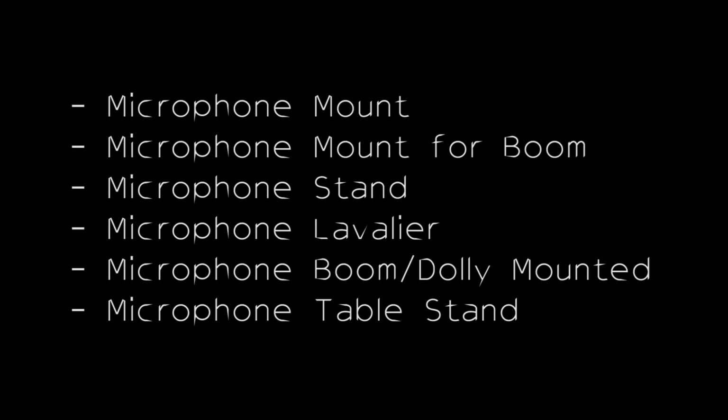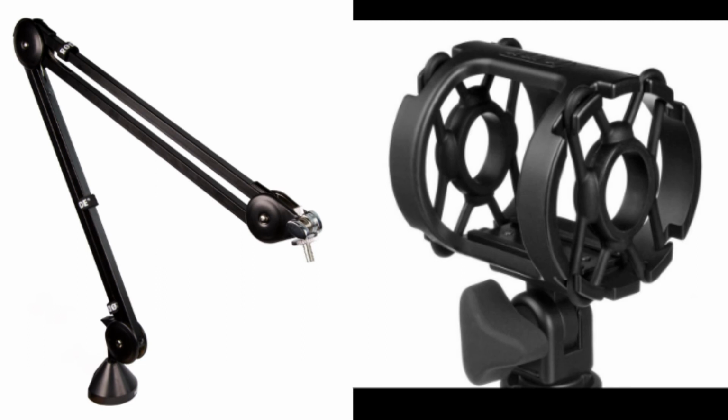The equipment that is used with the microphone includes a microphone mount for boom, microphone stand, microphone lavalier, microphone boom dolly mounted, and a microphone table stand. The microphone mount and microphone mount for boom are used to attach the microphone to the microphone stand. The microphone stand is used so the microphone doesn't have to be held by hand. Microphone stands are used in live performances but are also used in recording studios.